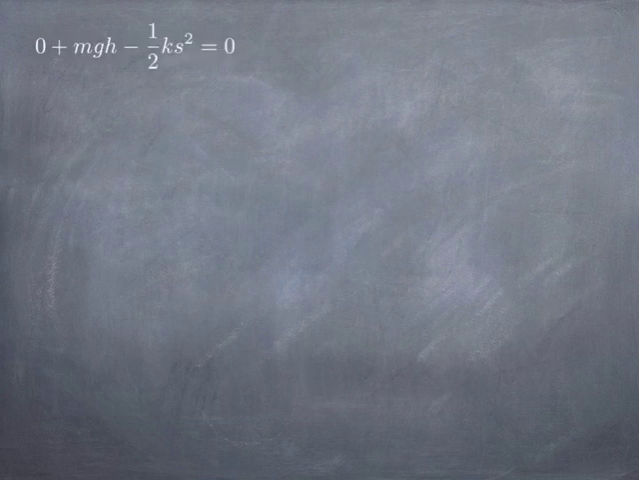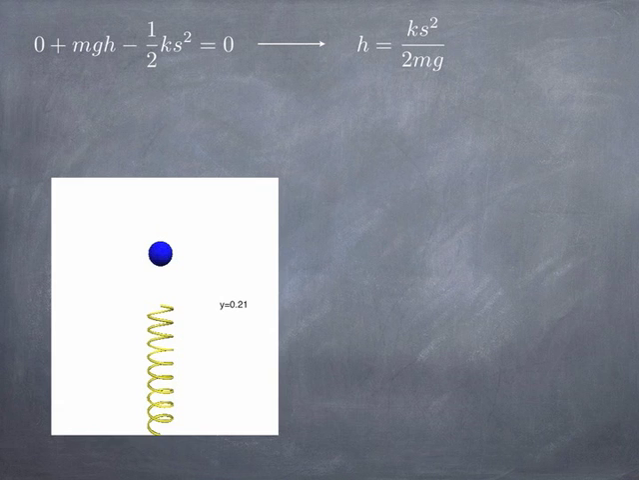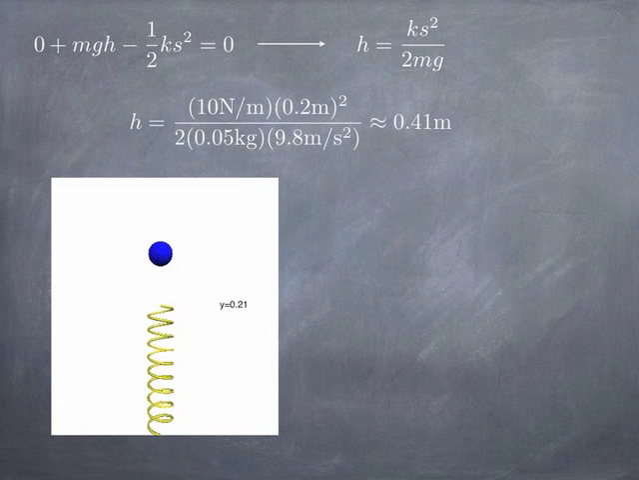So what you can do then is solve that for the height, and it turns out the height is ks² over 2mg. You can plug in the numbers, and you get 0.41 meters. So that's kind of how you can solve problems where it's all springs and gravity and kinetic energy and stuff like that, and you can apply the energy principle in a lot of cases like this.